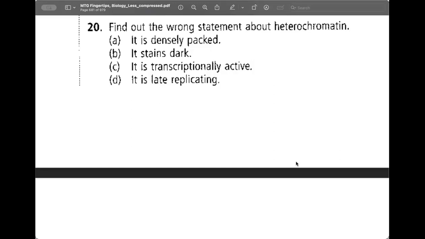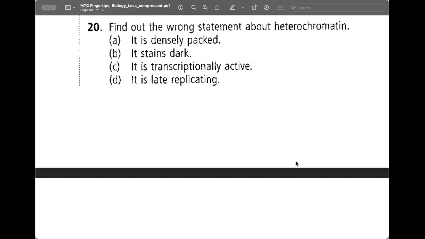Why does it stain dark? Because it's densely packed. And what do we mean by densely packed? There are proteins that keep this part of the DNA in a chromosome very, very supercoiled. And this is the reason that it is not transcriptionally active, because the molecules responsible for transcription cannot reach there. And if that is true, the same molecules responsible for replication will also find it difficult to reach here, right? It won't be very easy for all the protein machinery to reach this part of the DNA.